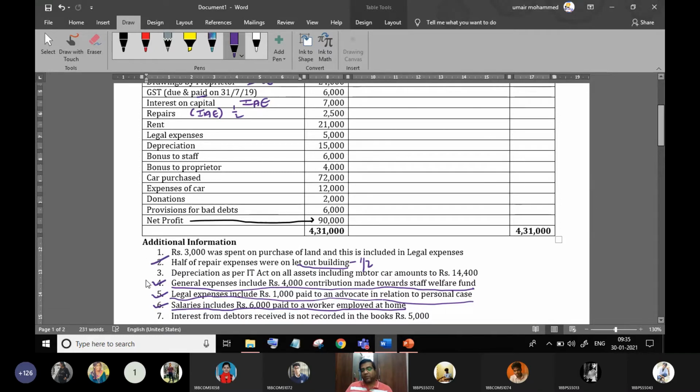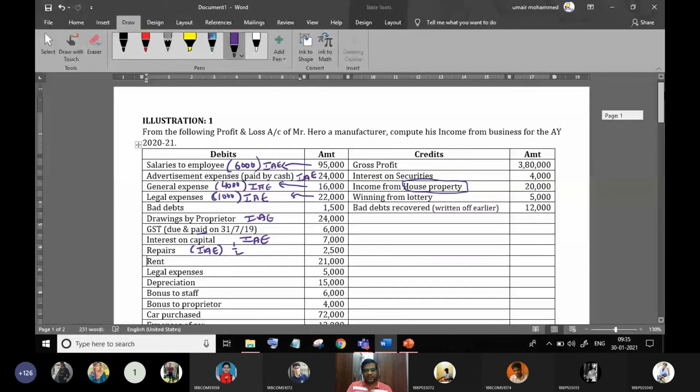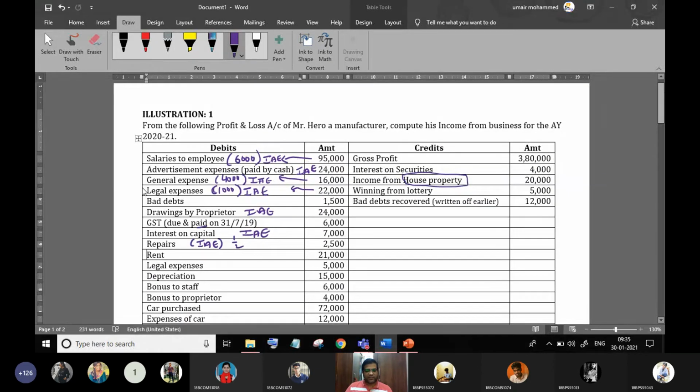Okay, in fact, we have missed out on one of the adjustments. It says rupees 3,000 was spent on purchase of land, and this is included in legal expenses. Whereas legal expenses, we accounted only one item, but legal expenses has two, right? So let's do this again. Let's do a small collection. So legal expense 1,000, personal case, right? So that's the reason we have not allowed. And 3,000 for purchase of land.